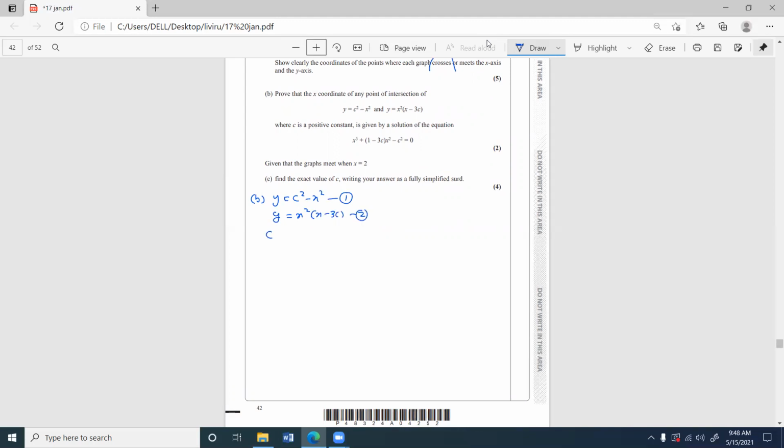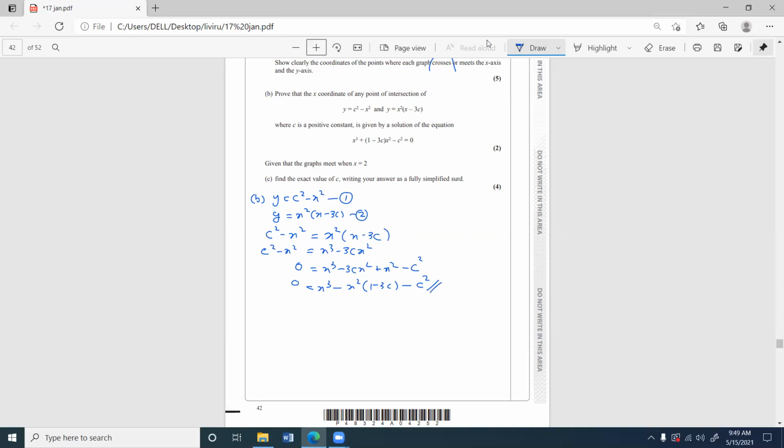Second one, then you can write c squared minus x squared equals x squared times (x minus 3c). So c squared minus x squared is equal to x cubed minus 3c x squared. Then bring all the terms to one side: x cubed minus 3c x squared plus x squared minus c squared. If you take x squared out, x cubed minus x squared (1 minus 3c) minus c squared is the final answer, that's what they want to find.